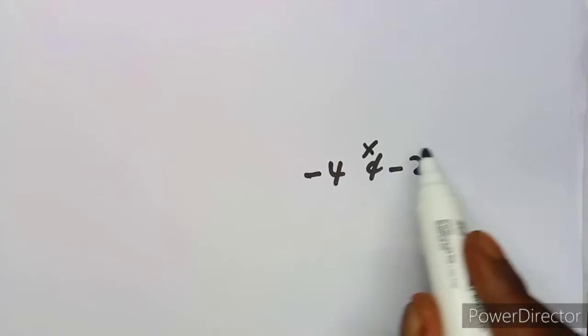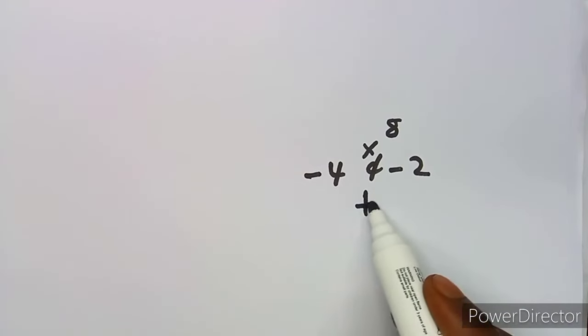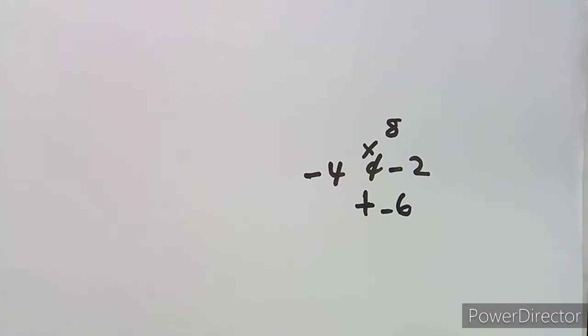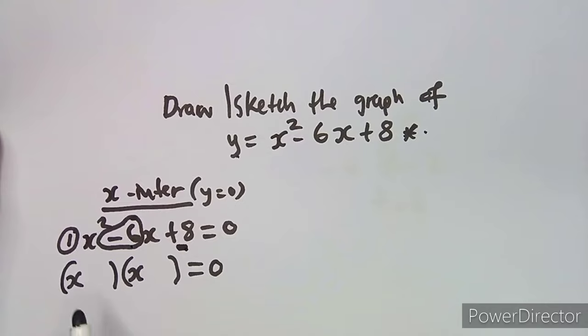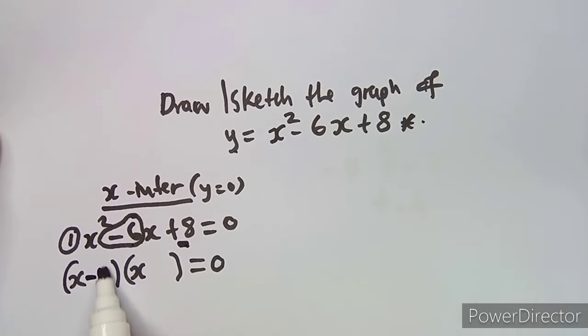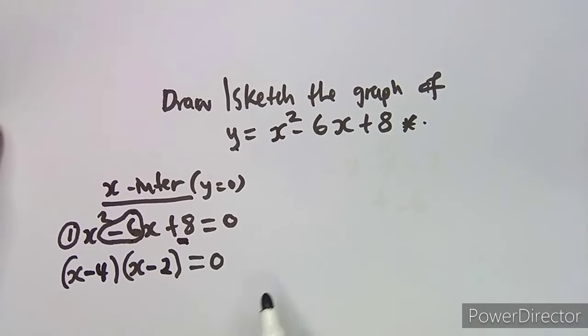Okay, if you multiply these, you're going to obtain +8. If you add these two numbers, you're going to obtain -6. So these are the two numbers that we need. When you multiply, you obtain +8. When you add, you obtain -6. So it's -4, -2. These are the numbers that you're obtaining.